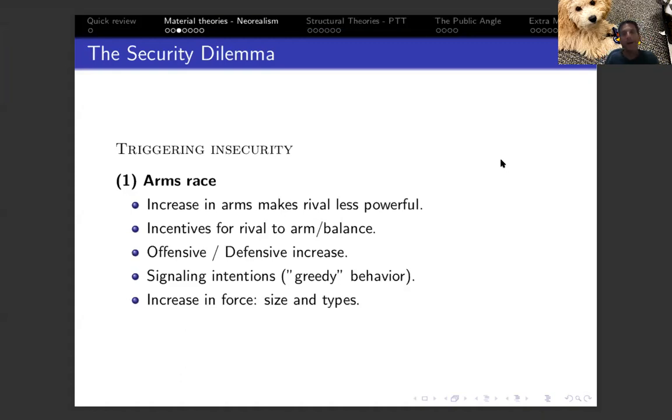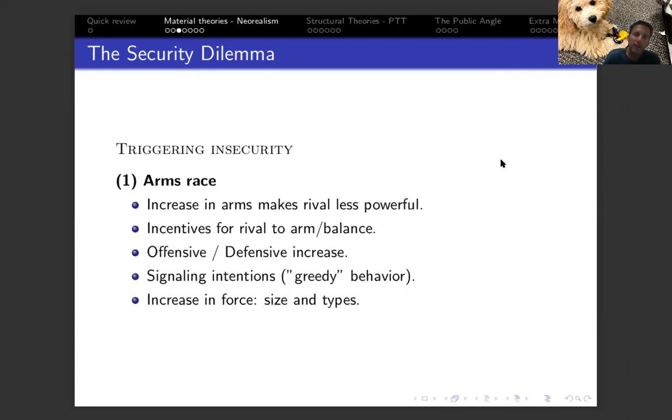At the same time, the type of force that I'm deciding to expand also matters. If I'm deciding mostly to engage in an offensive capabilities arms race, I'm more likely to be seen as a greedy state than a non-greedy state, compared to if I'm engaging in a defensive capability enhancement.